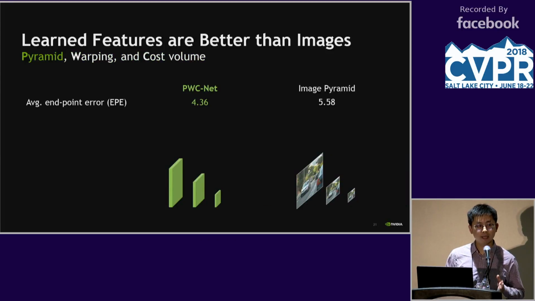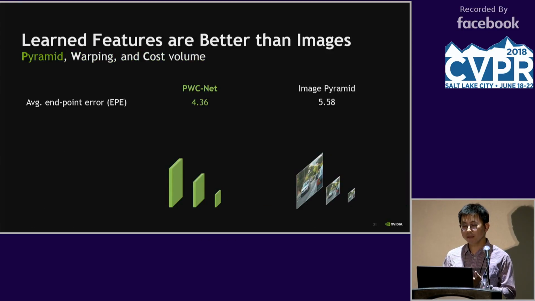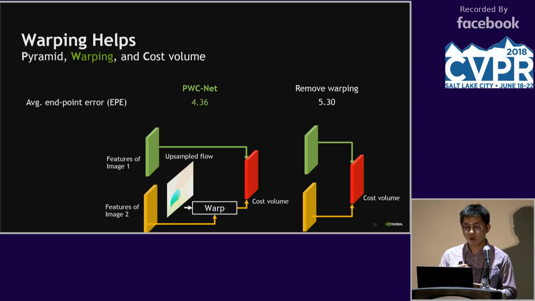And if we replace the feature pyramid with the image pyramid and keep everything the same, we can see there's about 30% drop in performance, showing the benefit of learning the features. And if we remove the warping operation from the network, we just use the features of first image and second image to build the cost volume, there's about 20% drop in performance.